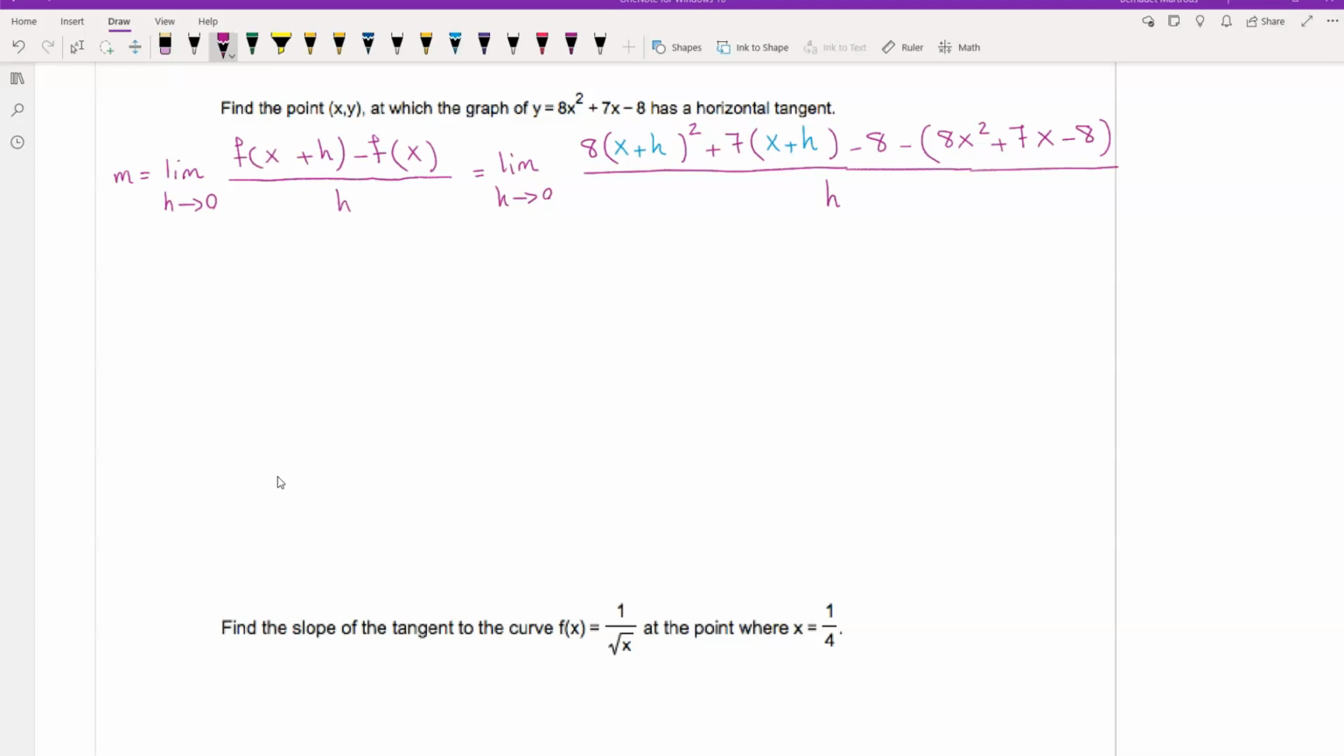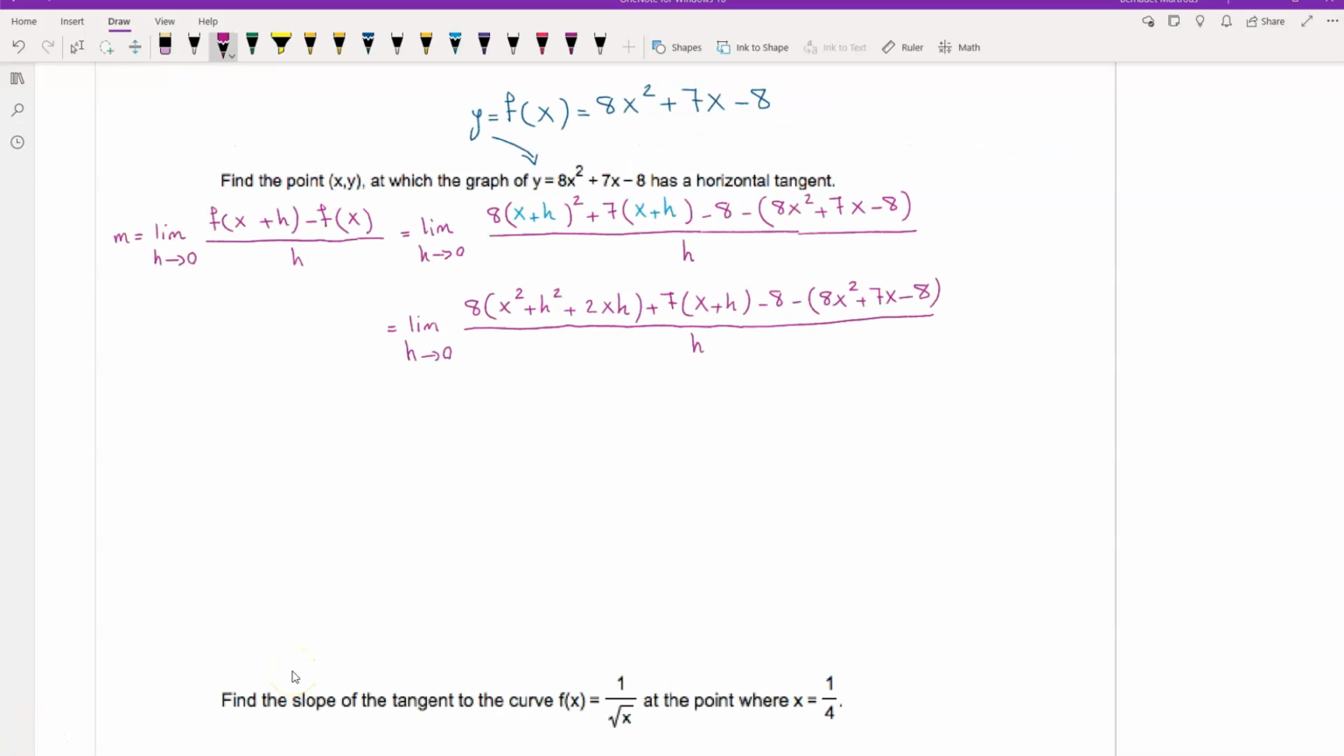Now here, using our function, instead of x we have to use x plus h. So we have 8 times (x plus h) squared plus 7 times (x plus h) minus 8, and then we have to subtract f of x. In this case, our y is f of x, and that is 8x squared plus 7x minus 8. Now (x plus h) squared is equal to x squared plus h squared plus 2 times x times h.